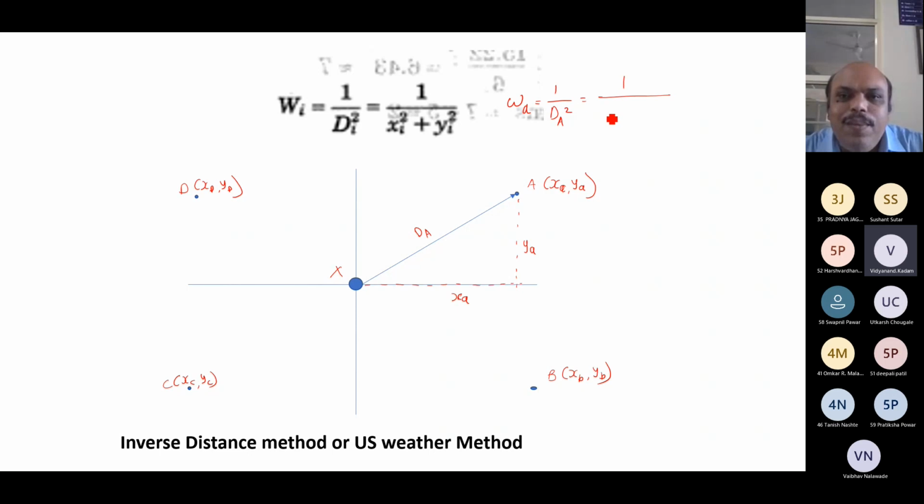And 1 upon DA square is equal to 1 upon XA square plus YA square. Similarly, 1 upon DB square is equal to 1 upon XB square plus YB square.